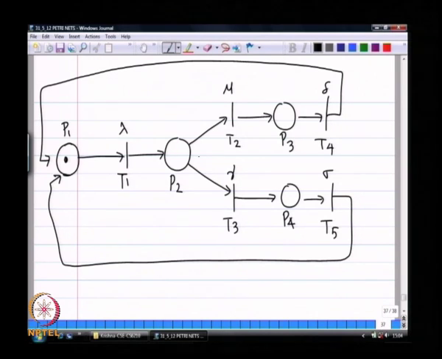I can go to either T2 or T3, right. When there is only one token in P2, which of these two transitions will get fired? We do not know. There has to be some other information, either it is random or some priority-based information has to be provided.